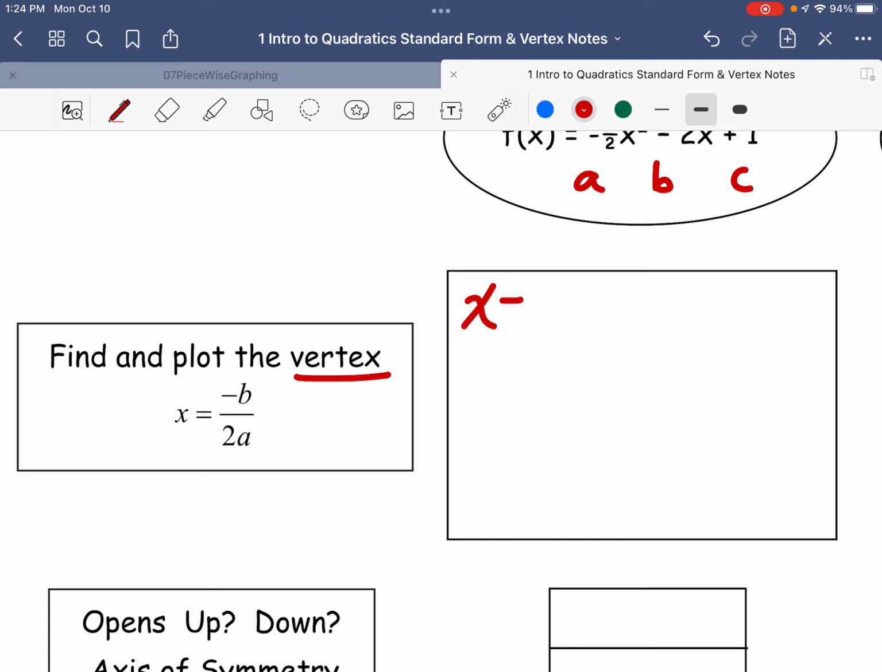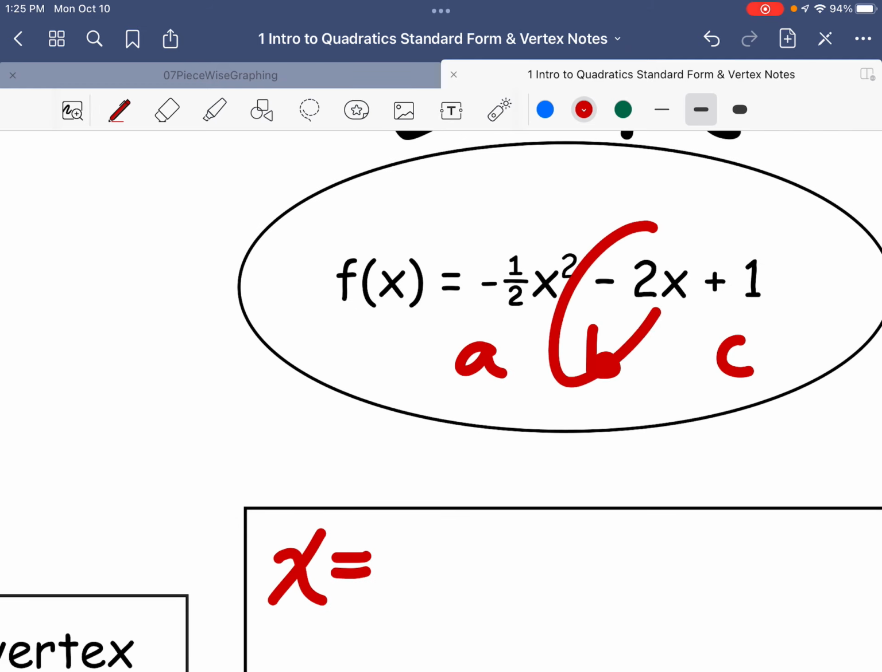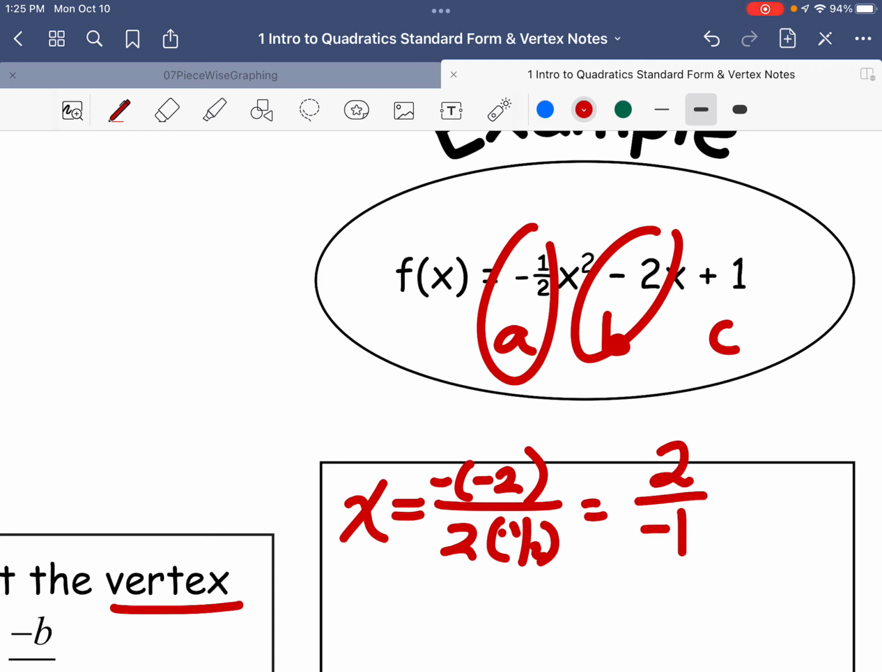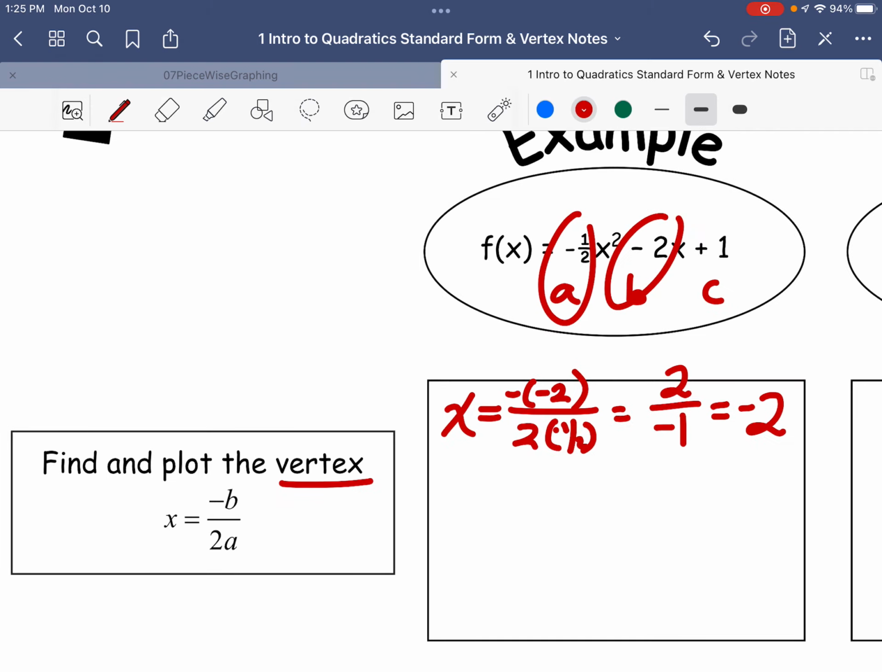It's just the opposite of b over 2a. Now, the opposite of b over 2a is referring to the b value that was in our equation. So we're going to be doing the opposite of -2 over 2 times a. Now, a is the -1/2 that was in our equation. Now, when you work out this little fraction, we want to do the numerator, then the denominator. That'll give us just a +2 and a -1, which ends up working out to be -2.